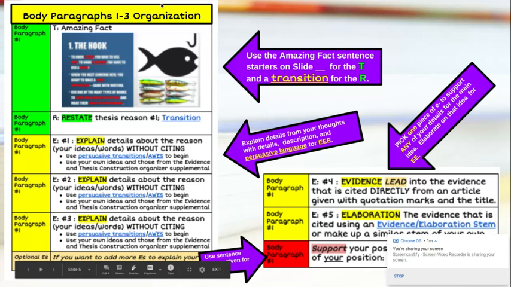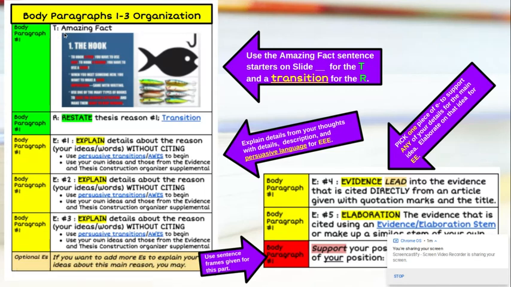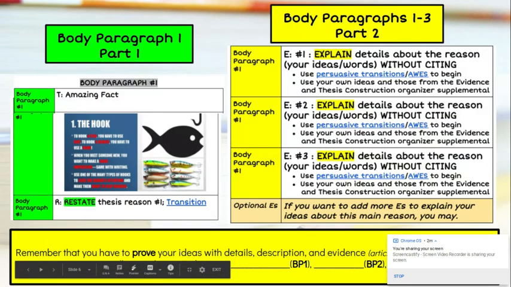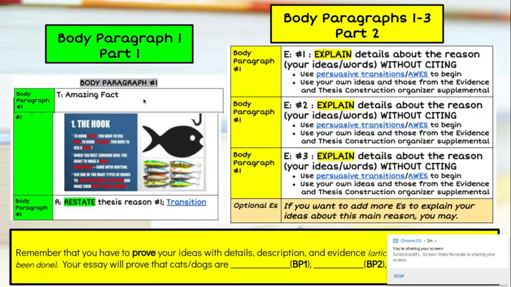For this portion of today's work, you'll be working on the amazing fact and the restate. So 2 sentences, the T and the R for body paragraph 1. You will start off with an amazing fact, and you will also, for today's assignment, do a restate sentence to clearly state what your first idea is for body paragraph 1 and use a persuasive transition.